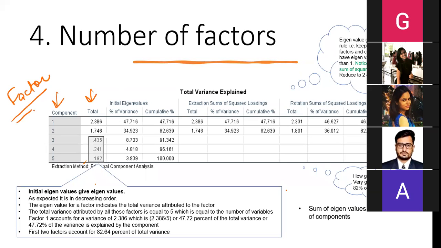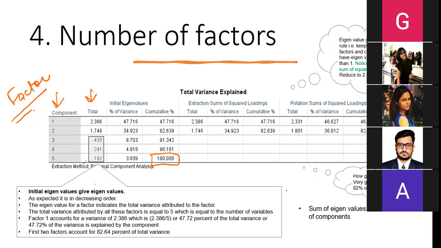Remember, we have 5 variables: attitude, awareness, preference, loyalty, purchase intention. If you have 5 variables, you are going to have 5 factors only. But what we do is try to figure out which factors are explaining the maximum of the variance. So if I have 5 variables and 5 factors, how much percent variance will they explain? It will explain 100%, isn't it?